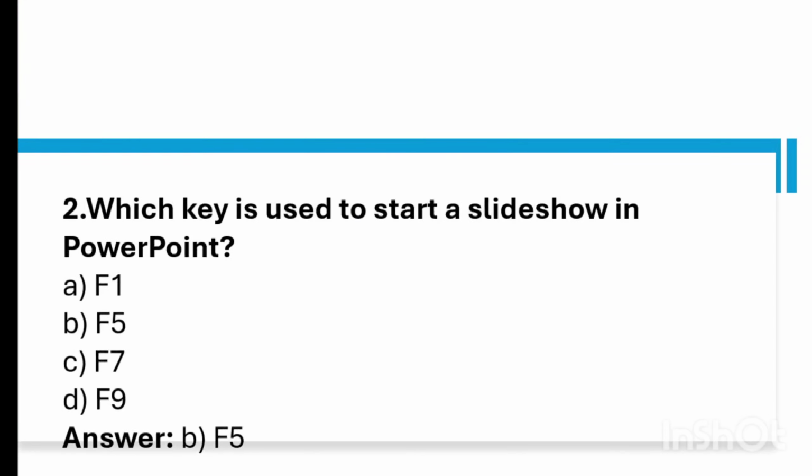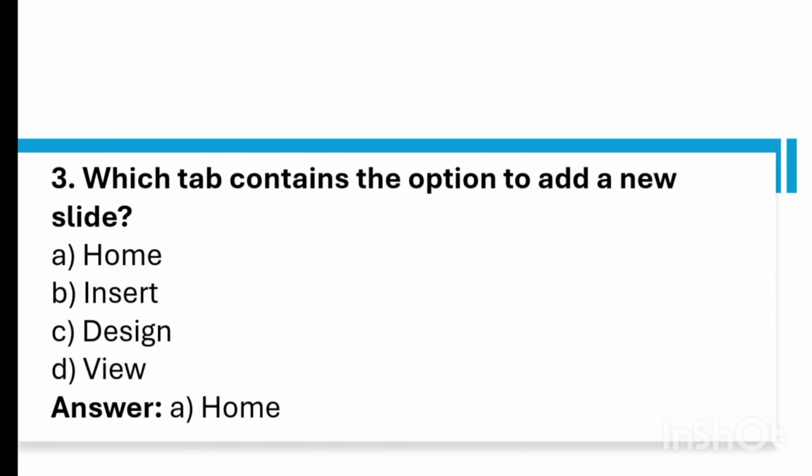Question number 2. Which key is used to start a slideshow in PowerPoint? Options are A. F1, B. F5, C. F7 or D. F9. So the correct answer is option B. F5.